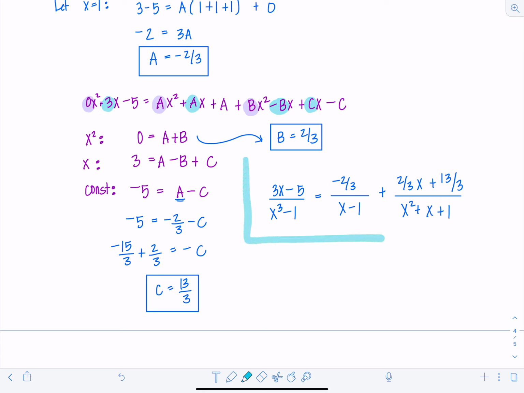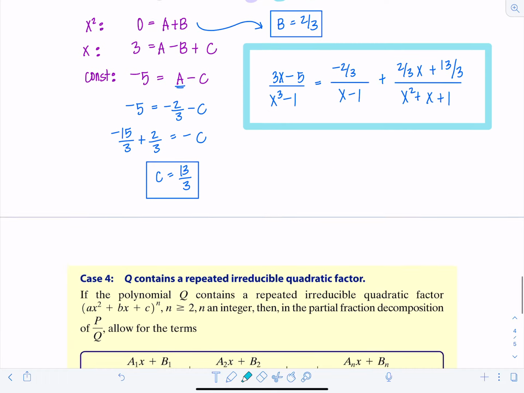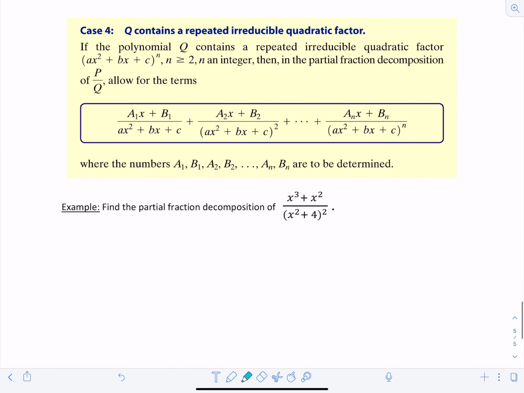Okay, see, that one wasn't so bad. After you survive that second example, everything else is easy breezy. Okay, one last case. It's pretty fun too. So case 4 is q, the denominator, contains a repeated irreducible quadratic factor. So what that means is you have some quadratic factor, but it's raised to some exponent greater than or equal to 2, okay?